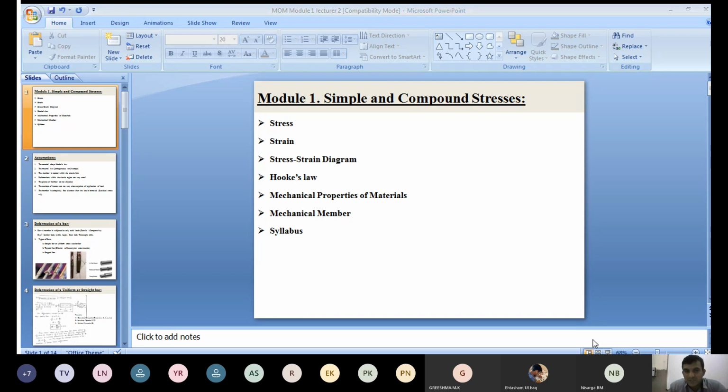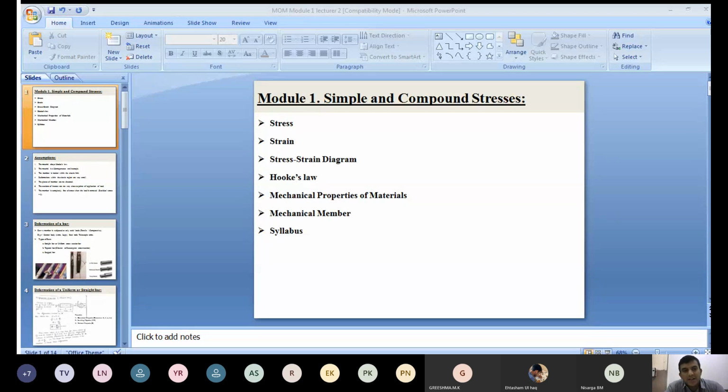Now PPT is visible. Yes, give me some response. Module 1, simple and compound stresses. That PPT is visible, right? Yes, sir.